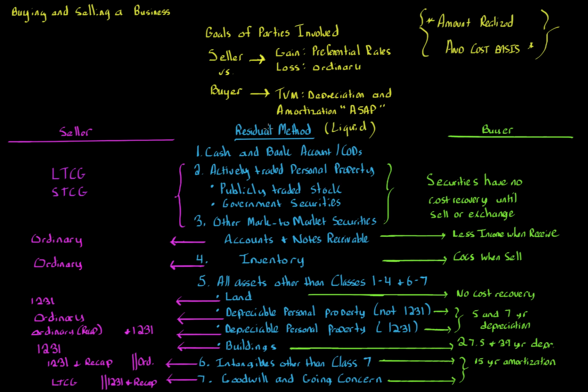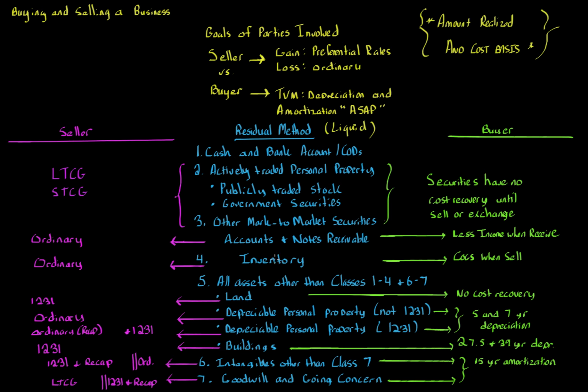So cash and bank account amounts, there are usually no valuation concerns there. That's going to be the adjusted basis, the face amount, and the fair market value is usually the same. Actively traded personal property, so that's publicly traded stock and government securities, usually no issue there in terms of value, but potentially could be. Other mark-to-market securities, now you're getting to where you can have valuation issues because you're talking about closely held securities, which have no market, so they're hard to value.